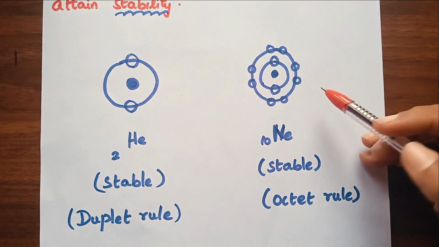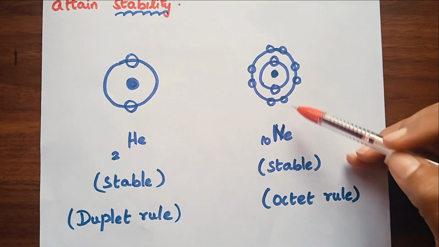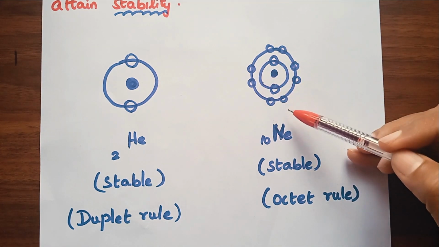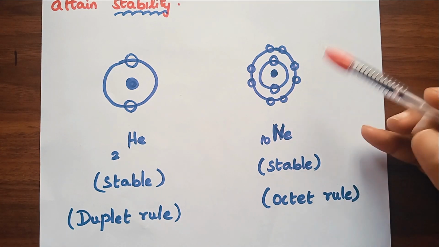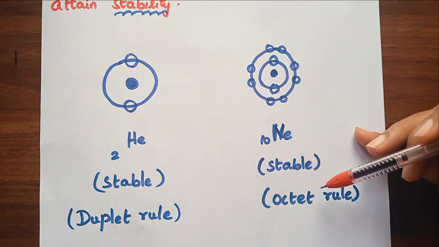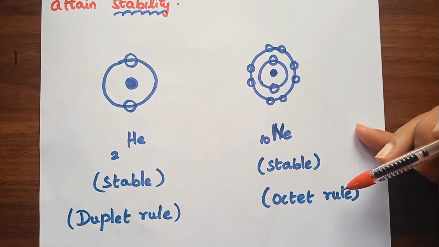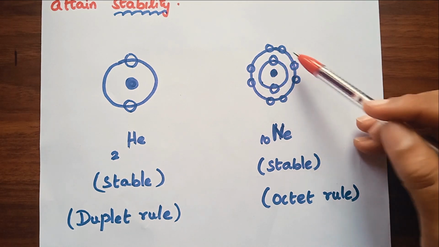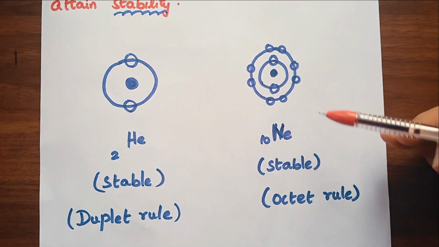Okay, now we take neon as an example. Neon has 10 electrons. So the outermost valence shell has 8 electrons. This element is also said to be stable because it attains the octet rule. So what is an octet rule? An octet rule states that if an element has 8 electrons in its valence shell, then it is said to be stable.